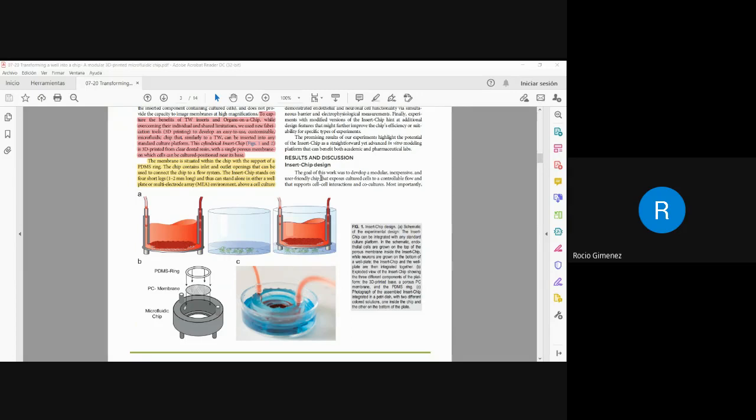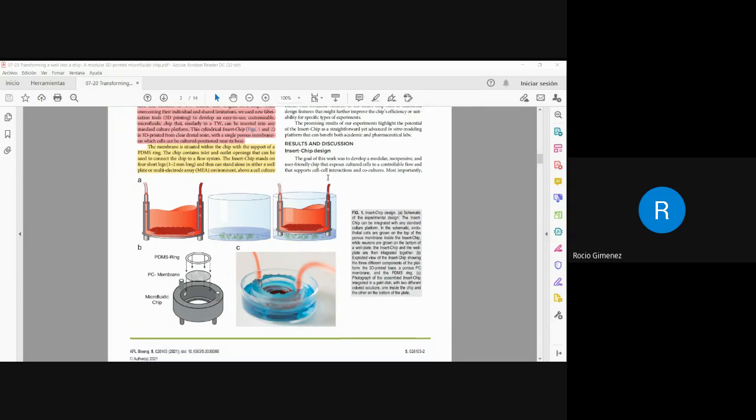Each insert chip contains a cell culture chamber with a customizable external diameter and a capacity of up to 2 milliliters of cellular medium. Inlet and outlet channels on the upper part of the chip enable the chamber to be connected to the control flow systems, and the bottom part of the chip includes 4 small modular legs.